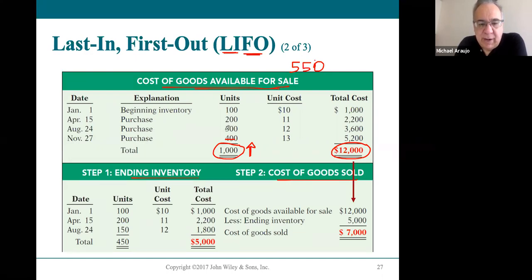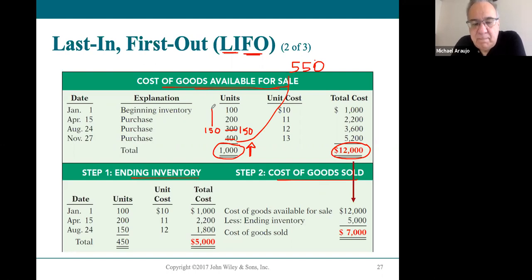Well, you're going to break this into two parts. The 150 that has been sold off is going to be part of this 550. The 150 that you have here is going to still be in the store as inventory. Here are the costs that are involved.